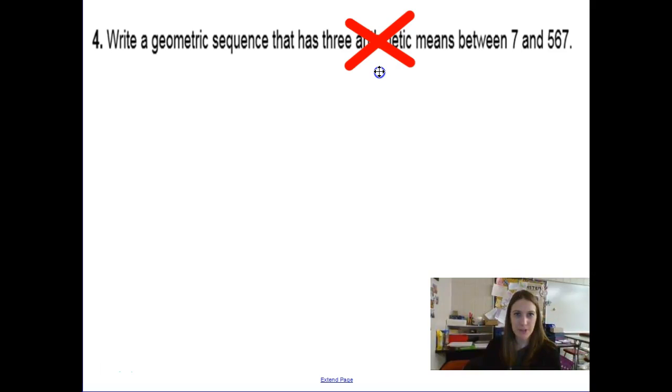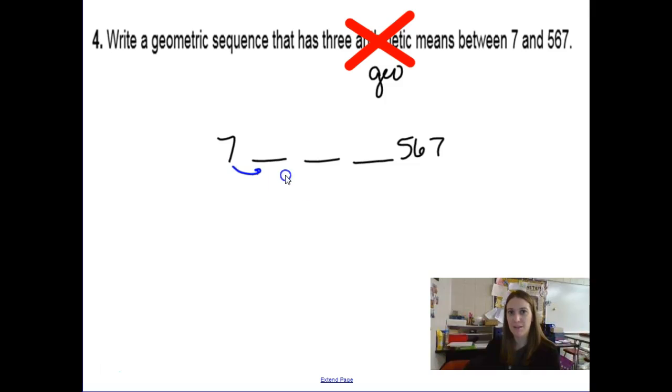We're going to write a geometric sequence that has 3 geometric means between 7 and 567. So here's 7, and then there's 1, 2, 3 blanks. But remember, we have to get to the last number. So 3 blanks does not mean 3 things. It means 1, 2, 3, 4 steps, or 4 hops, or jumps, or whatever you want to call them. So 7 times the common ratio 4 times gets you to 567. All right, let's solve.